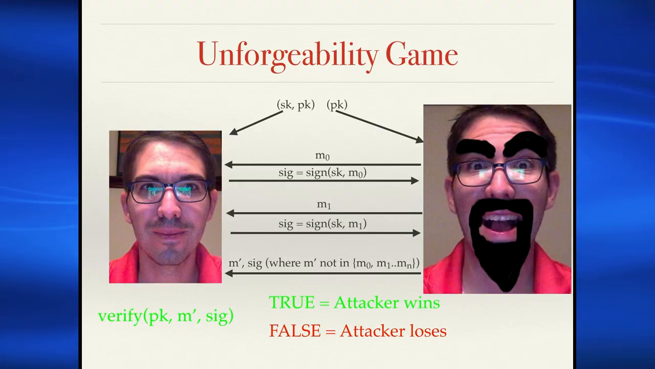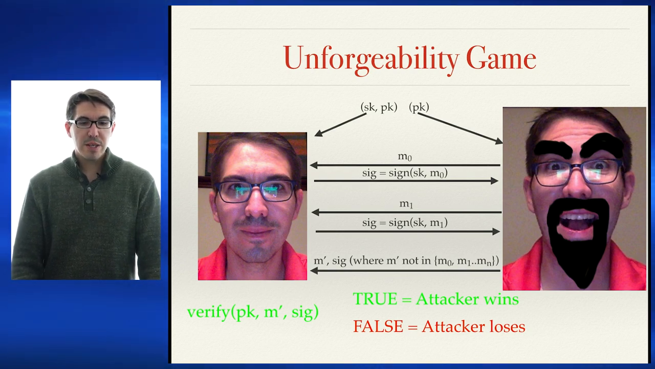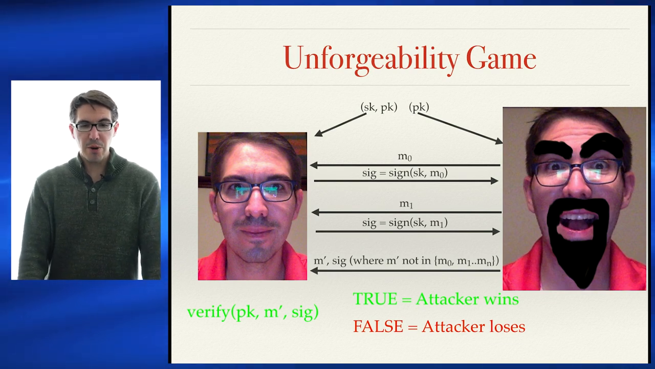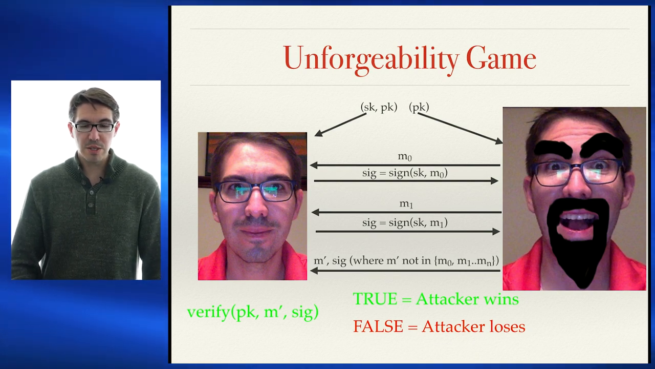So let's play something called the unforgeability game. Here we have the good Bill who knows the secret key and the public key, and the evil Bill who only knows the public key. Now, if our cryptography is all that is cracked up to be, this unforgeability game should allow us to do the following. So evil Bill sends good Bill a message, M sub zero, and good Bill signs it. He signs it with his secret key, gets the signature, and sends the signature for message M sub zero.